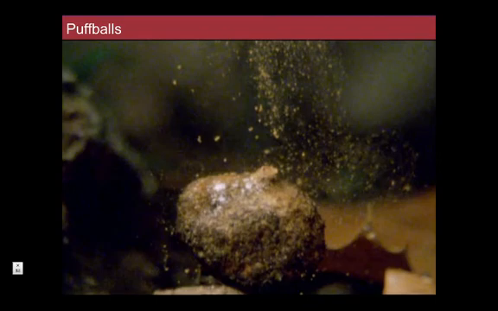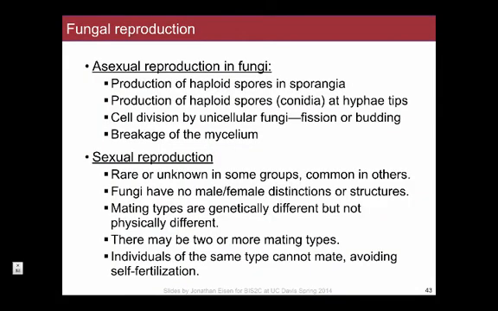So dispersal of spores is a really important part of the life cycle of various fungi. And when people have compared the different groups of fungi, they've also noticed some key similarities or differences both in the asexual phase of the life cycle and the sexual phase of the life cycle. We're going to go through these again when we talk about the individual groups.